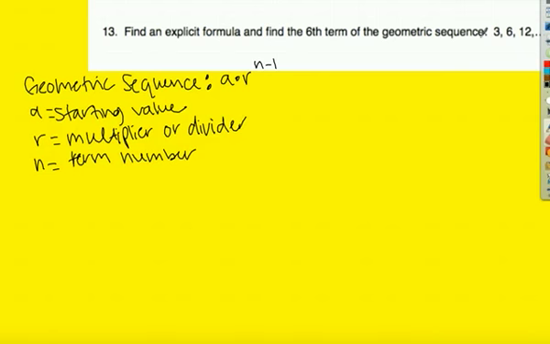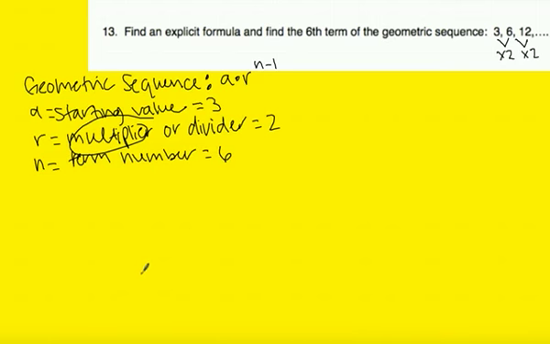So in this particular problem, my sequence starts with 3, so my starting value is 3. To get from 3 to my next term, I had to do 3 times 2. And to get from 6 to my next term, I had to do 6 times 2, which means that I have a multiplier, and that multiplier would be 2. My term number, it tells me I'm looking for the 6th term. So when I write my formula, it's going to look like 3 times 2 to the 6 minus 1. That's going to be 3 times 2 to the 5th. So this is my explicit formula.